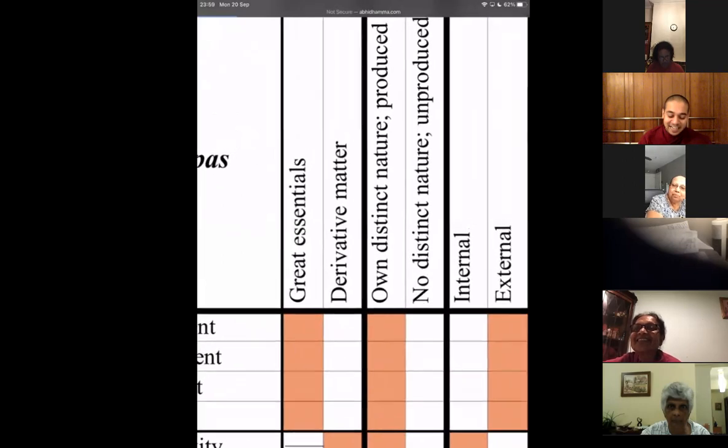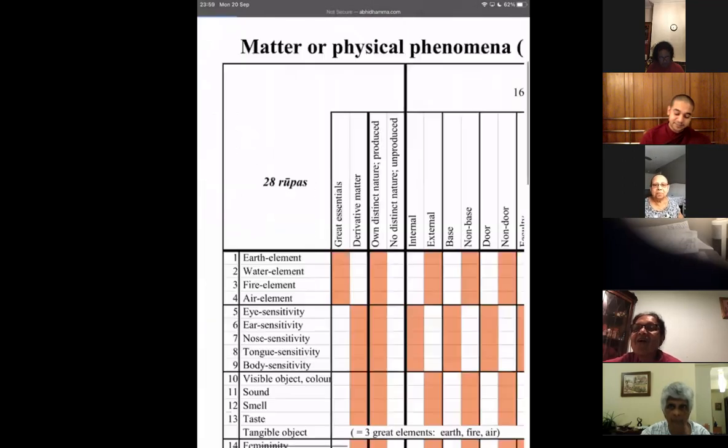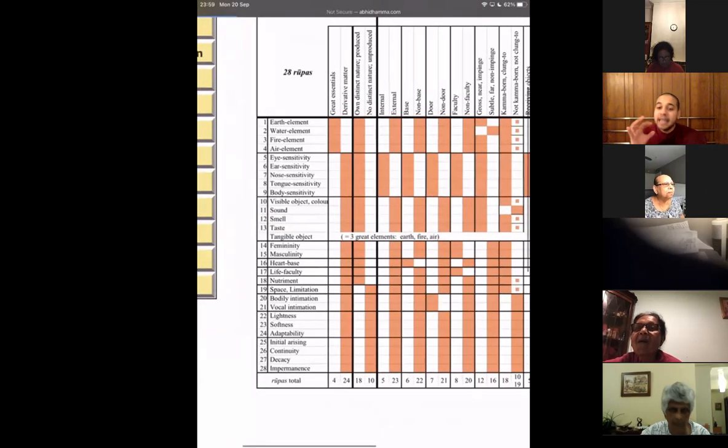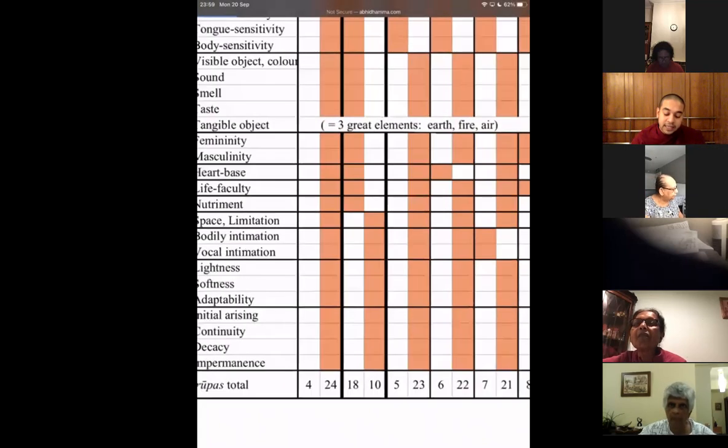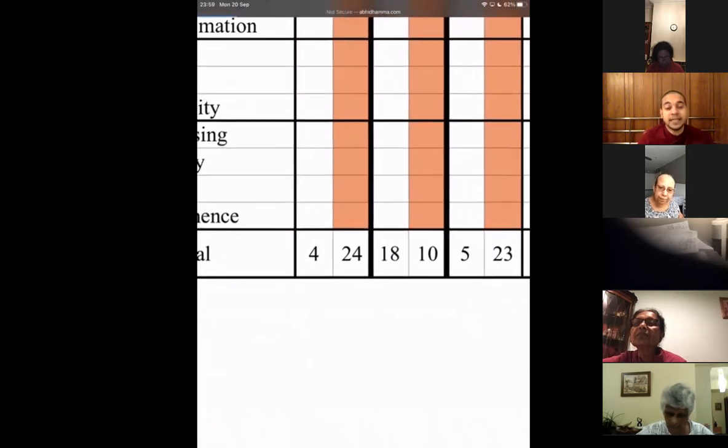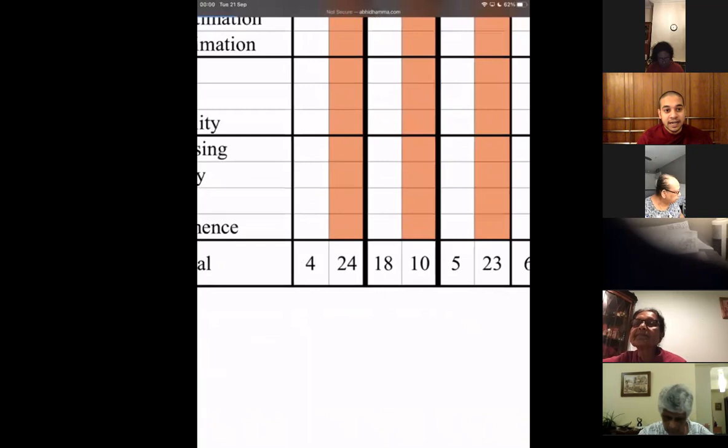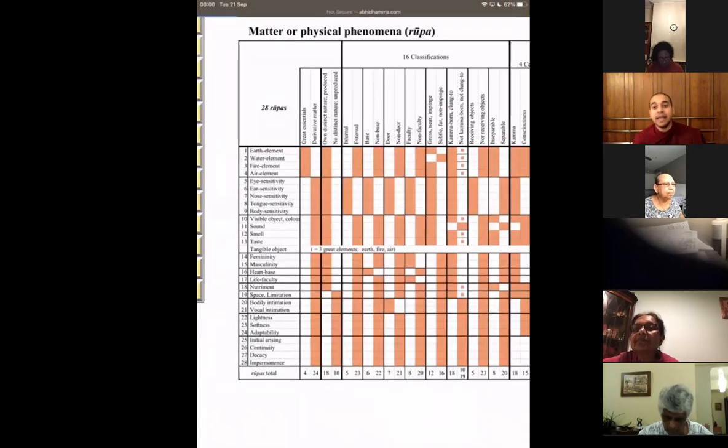Okay. Derivative matter. Now, what is derivative matter? Derivative matter is any sort of matter that would arise, derived from Patavi, Apo, Tejo, Vayo, right? So then everything else is dependent upon Patavi, Apo, Tejo, Vayo. So we have 28 minus 4 is 24. You see that there, right? Everything else is derived from Patavi, Apo, Tejo, Vayo, right?